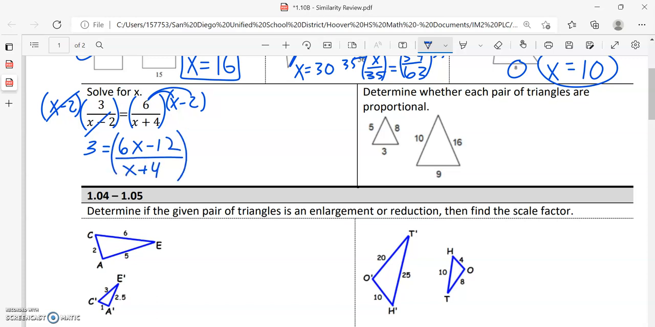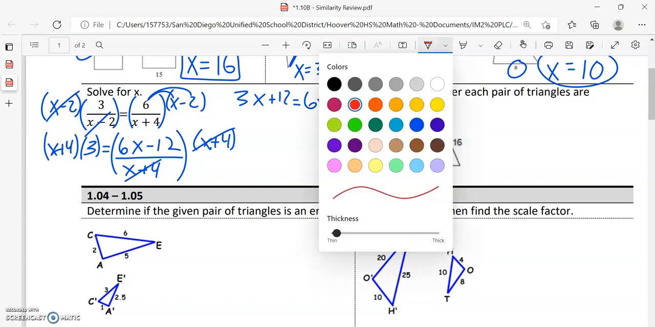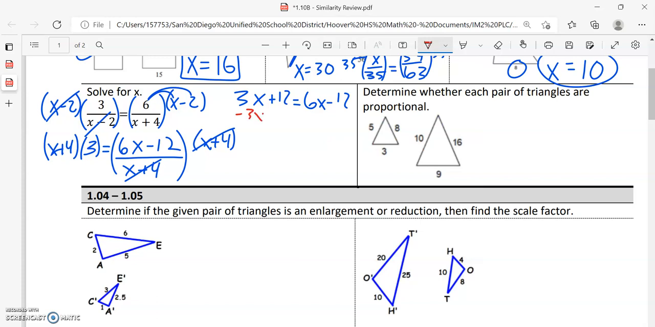And now we're going to multiply by this denominator. Cancel, cancel. Our right side is 6x minus 12. Our left side becomes x times 3, which is 3x, and then 4 times 3, which is 12. I'm going to move my x's to one side, so I'll subtract 3x here. Cancel, cancel. So 6x minus 3x is 3x.